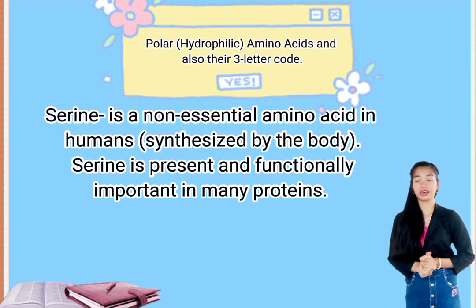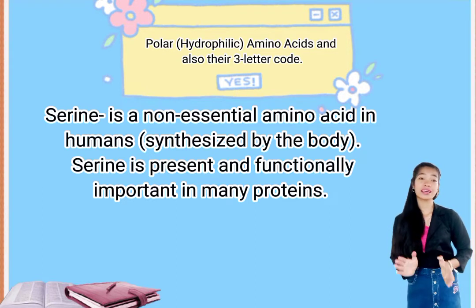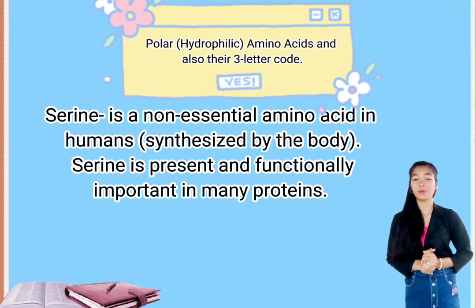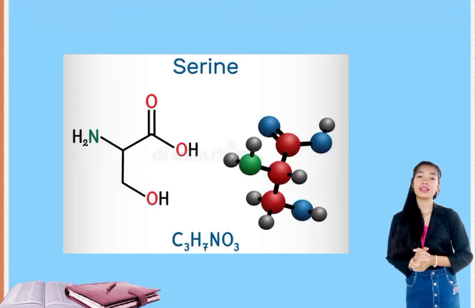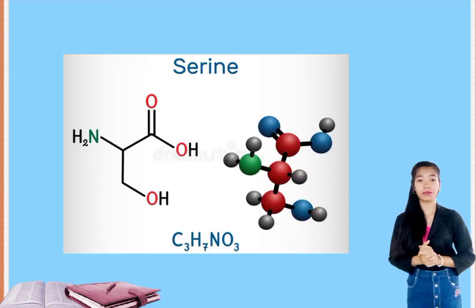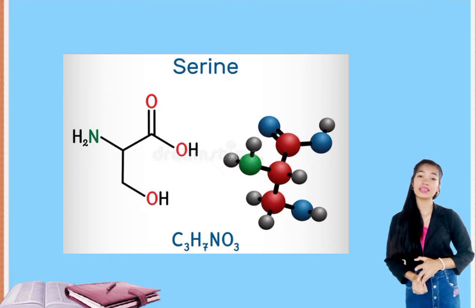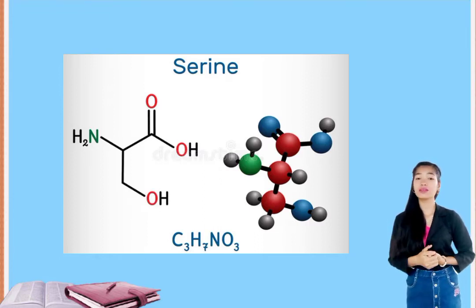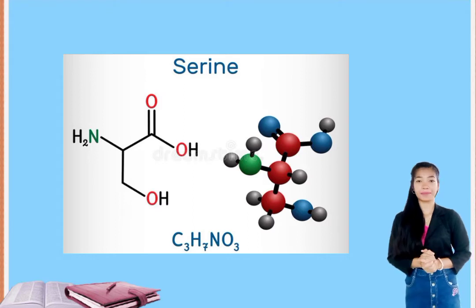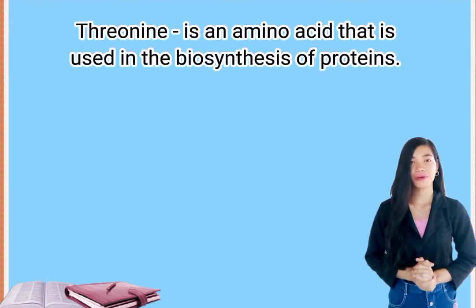define what is serine. According to Wikipedia, serine is a non-essential amino acid in humans. It's synthesized by the body. It is also present and functionally important in many proteins. With an alcohol group, serine is needed for the metabolism of fats, fatty acids, cell membranes, muscle growth, and also a healthy immune system. Next is threonine.